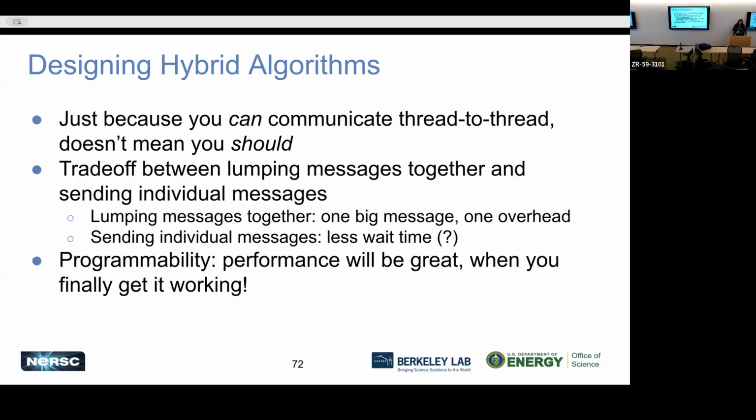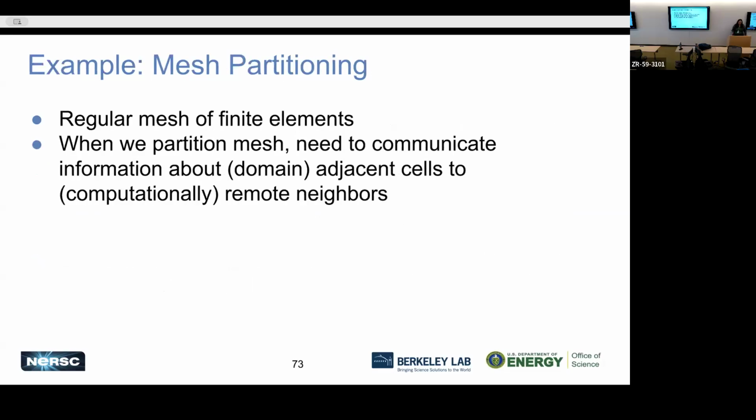Another thing to think about is programmability. We're getting into a pretty complex parallelization, and so you really have to think about it and make sure that you program it correctly. That can be a big challenge for people. But once you get it working, the performance will be great. So I'm going to give you a simple example. And again, this is just a conceptual example. There's no code involved.